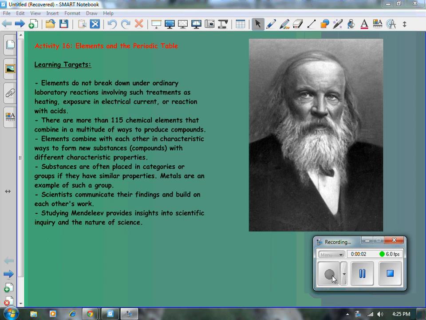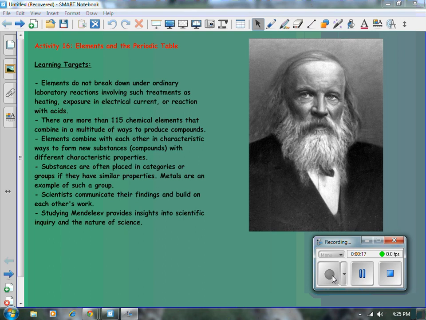Hi students, this is activity 16 called Elements in the Periodic Table. You're going to note the learning targets on the left, but you're going to use the learning targets which have been adjusted on Blackboard 9. So record those learning targets in your online science notebook.